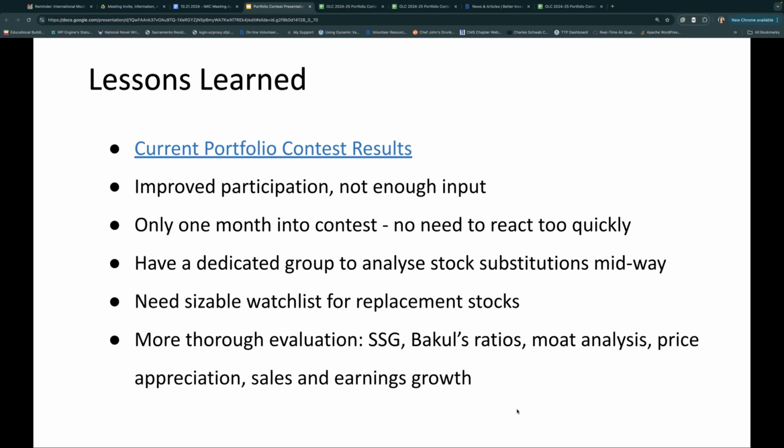Okay, but I was even thinking of it as the club purchasing it for its own portfolio, not necessarily just for this contest. But anyway, okay. Are there any questions?